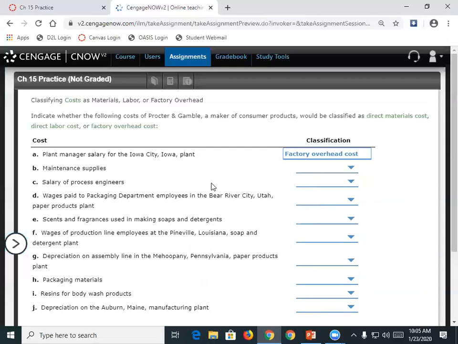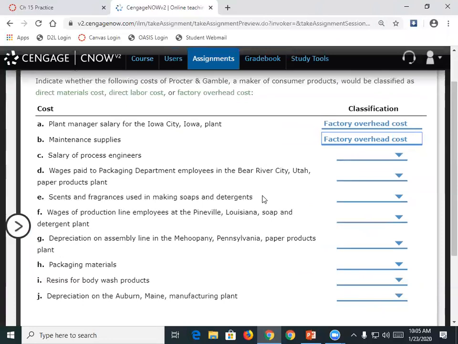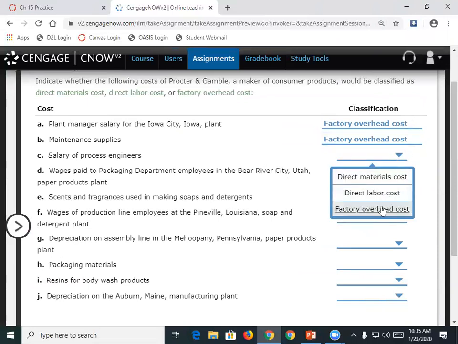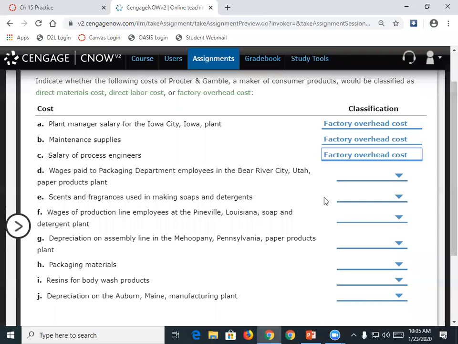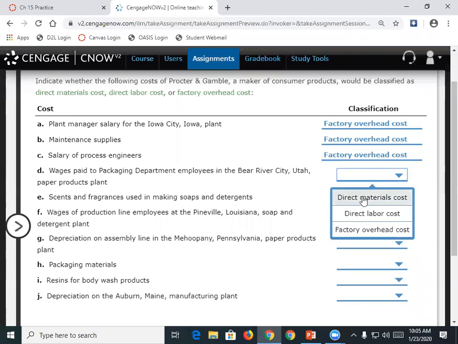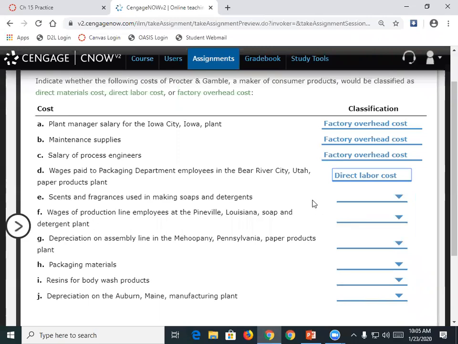What about maintenance supplies? Overhead. Good. And those will be materials, right? But they're indirect materials. So they become an overhead cost. Salaries of process engineers. Overhead. Very good. Wages paid to packaging department employees. Direct labor. Very good. That's direct labor because they are actually packaging the product itself. So they're touching the product. Scents and fragrances used in making soaps and detergents. Direct materials. Very good.